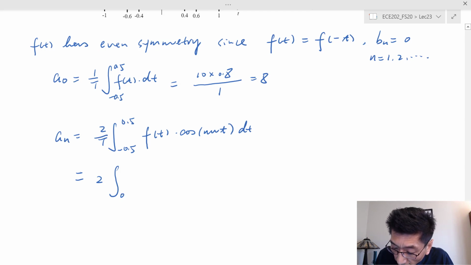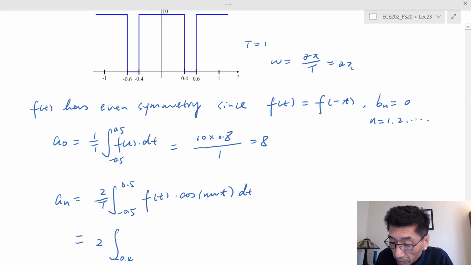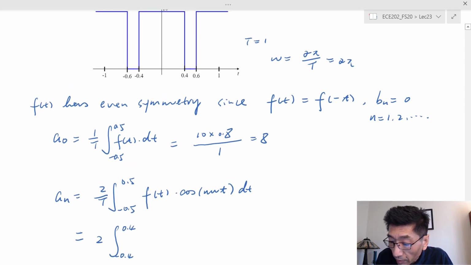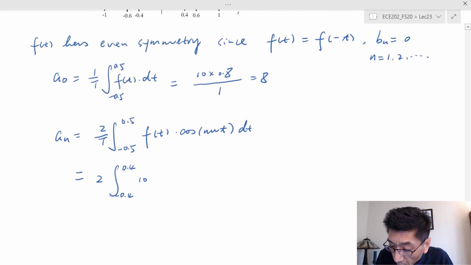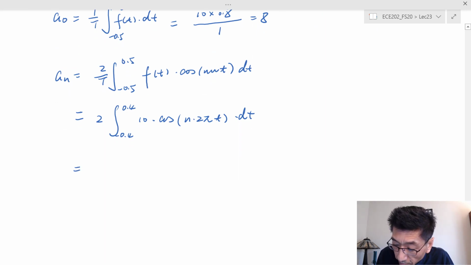And I have negative 0.4, because from negative 0.5 to negative 0.4, that's 0, so I'm not going to do that. I'm ignoring that interval, and it goes all the way to 0.4, because from 0.4 to 0.5, that's 0 again. So during this non-zero interval, we have f of t equal to 10, and I have a cosine of n times omega, which is 2 pi t, dt, and we can get this integration.